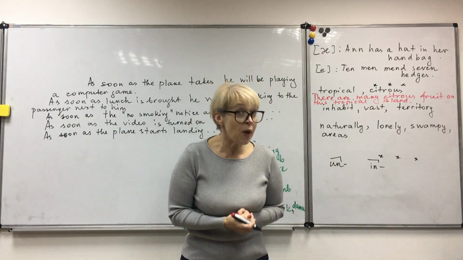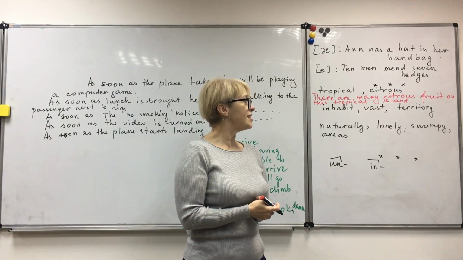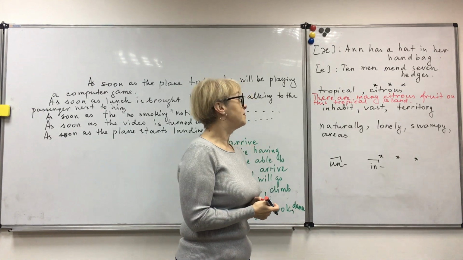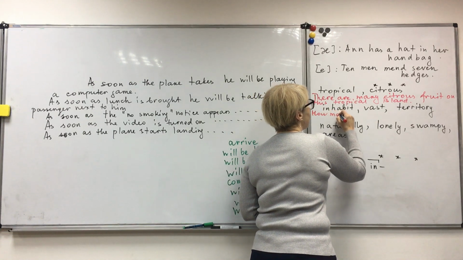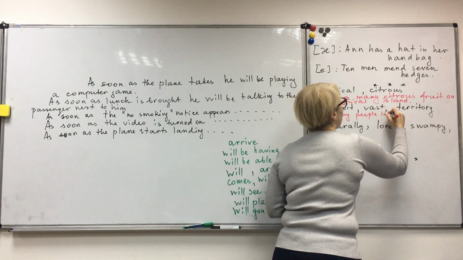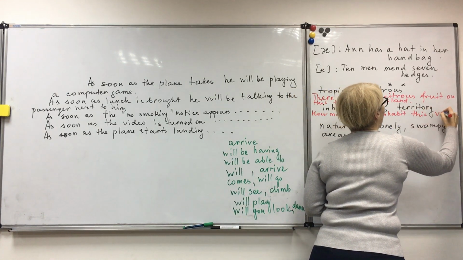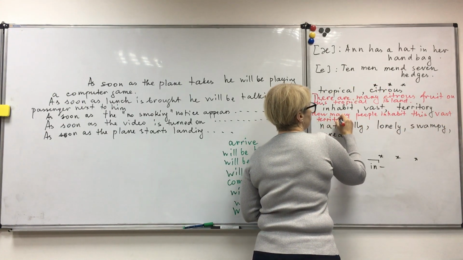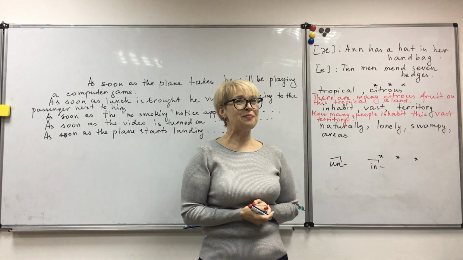Now you've got three words. Inhabit, vast, territory. Any idea? How many people inhabit this vast territory? Lovely, don't you think so?